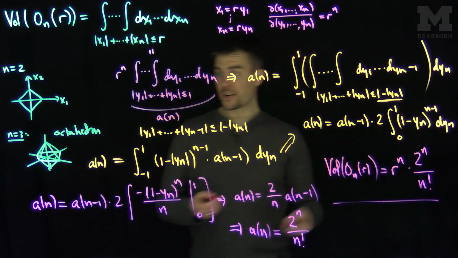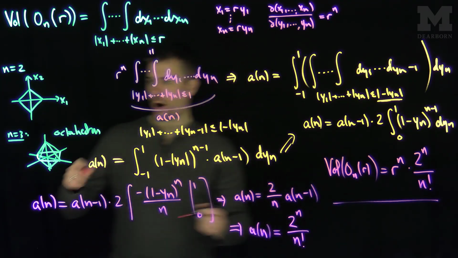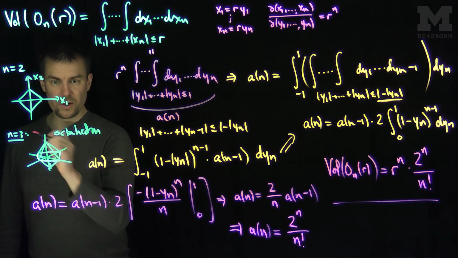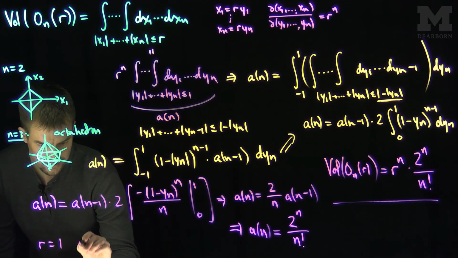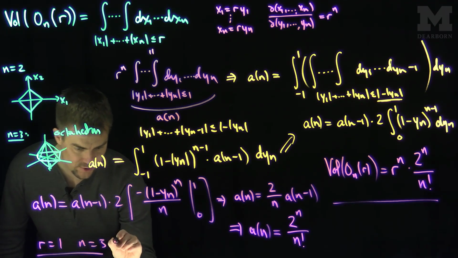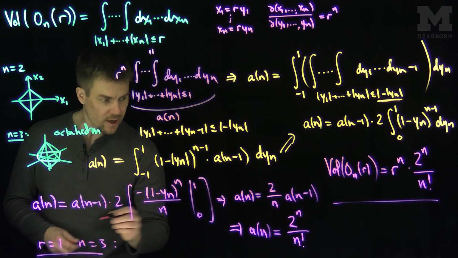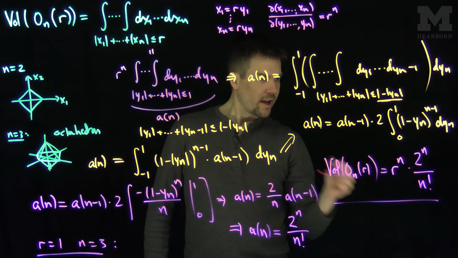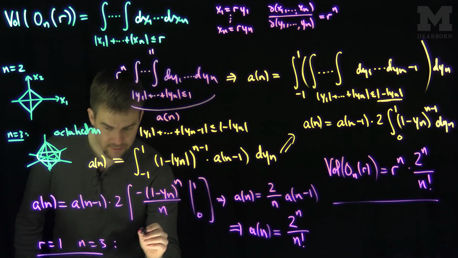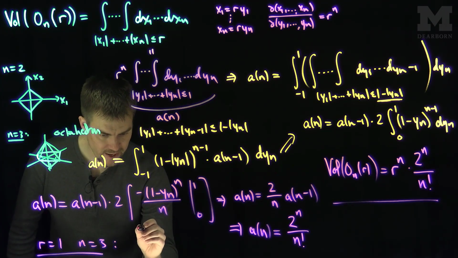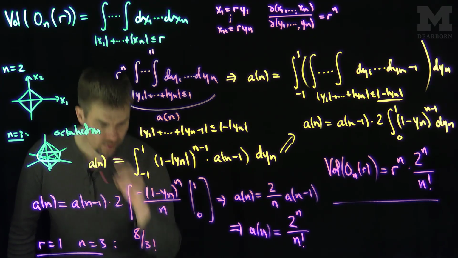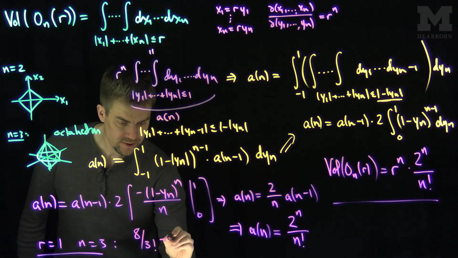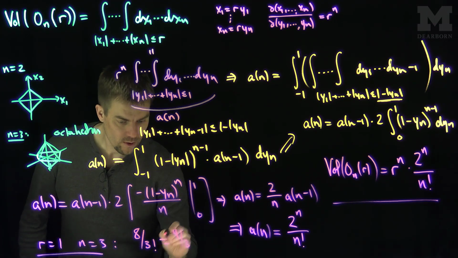And in particular, when n is equal to 3, we can find this. Let's take r equals 1 as an example. If r equals 1 and n equals 3, that gives us our classical unit octahedron. So the unit octahedron will have what volume? So r is equal to 1, and then n is equal to 3, so that's going to give us a factor of 8. So we have an 8 over 3 factorial. 3 factorial is equal to 6, so this just gives me 4 over 3.